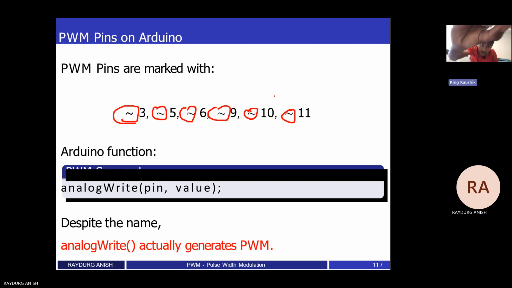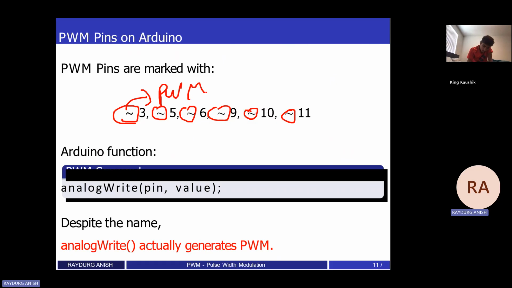Yes, exactly, you can see it there. Now just make a note in the notebook: the curly thing represents the PWM. I mean, the corresponding pins can generate PWM.